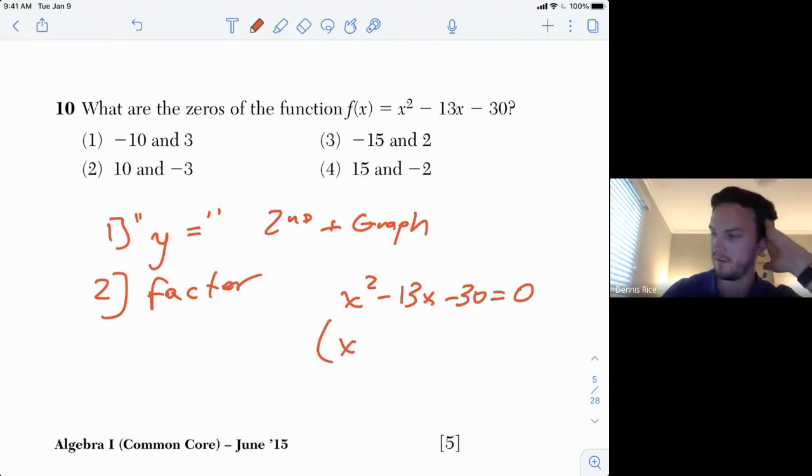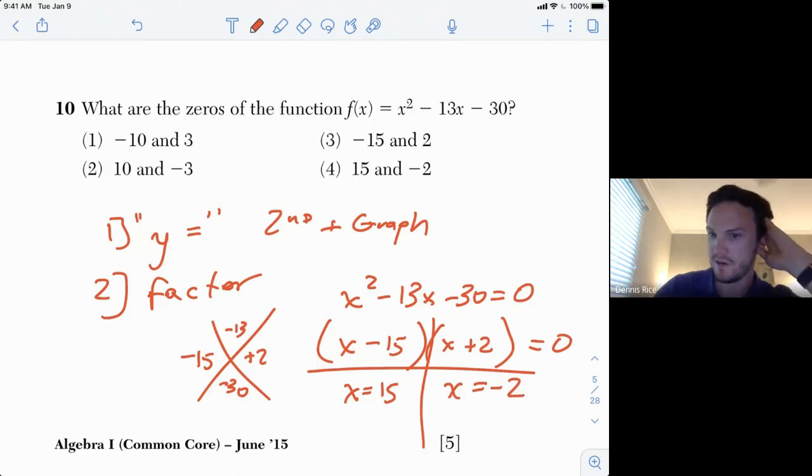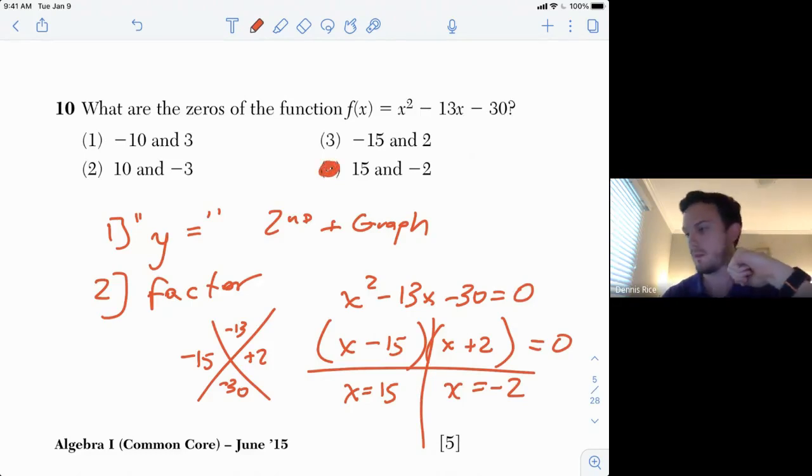This is one to be careful of because it seemingly looks like two things can work here. Do our sum product. Also, you don't want to stop right here. CTS. You get two answers. X equals 15 and -2. Choice 4. 15 and -2.